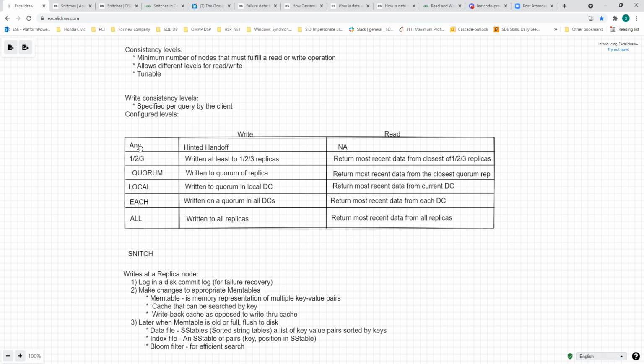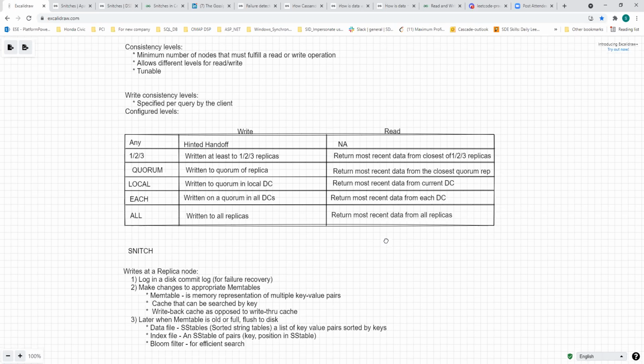In the case of ANY, if you have only one node, because all other nodes are down, you write on it. And hinted handoff is the way we can do it, because whenever the real node that is supposed to be responsible for that request comes back, the data has to be returned to that node. But in the case of read, we don't have anything as ANY, so that is one difference here.